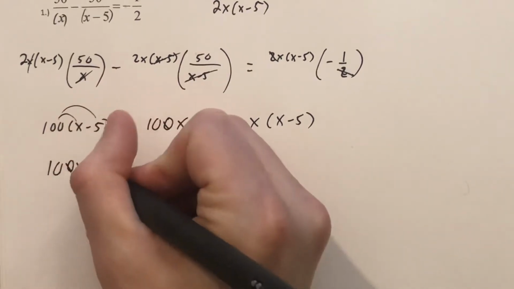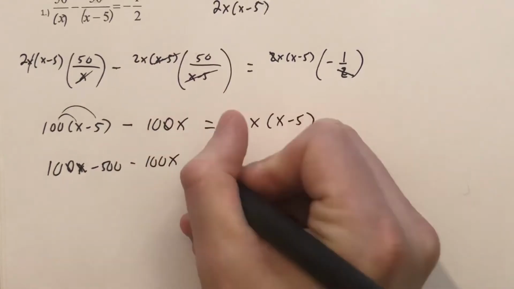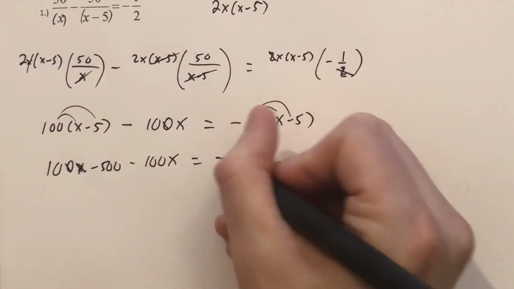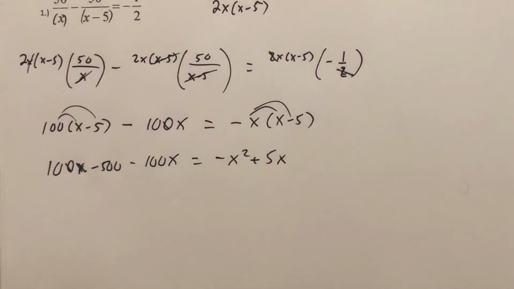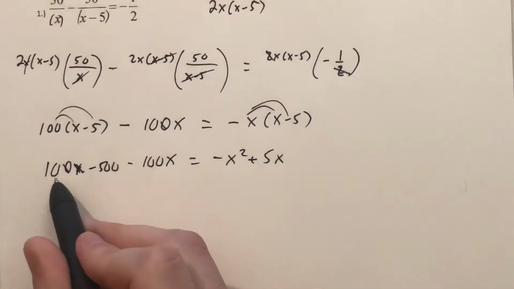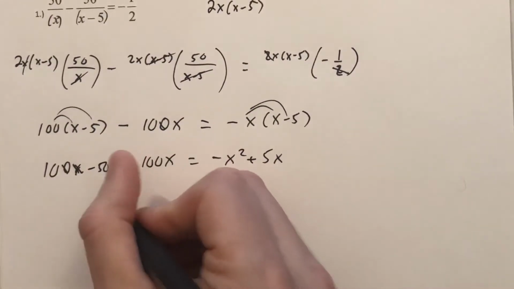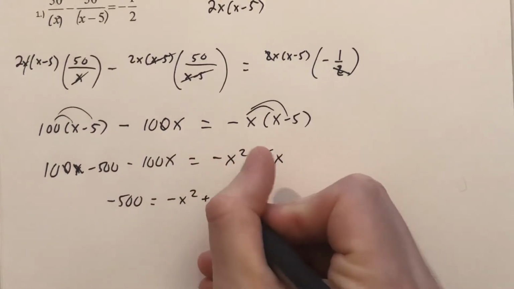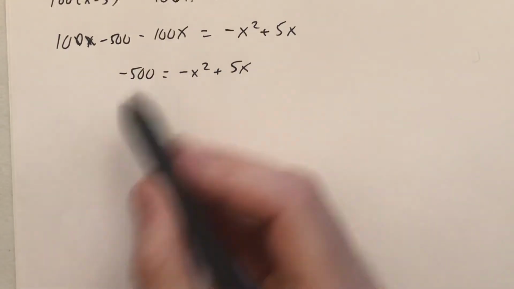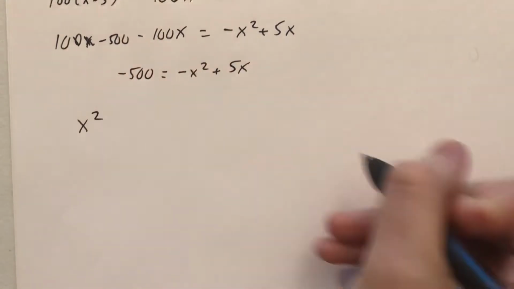Distributing gives me 100x minus 500 minus 100x. Distributing there gives me negative x squared and plus 5x. So it looks like we've got the 100x's canceling, knocking each other out when you combine them. Negative 500 left on that side, negative x squared plus 5x on that side. This is looking like something we can get into our x squared, x, no x form. Let's move everything to the left so that x squared is positive.